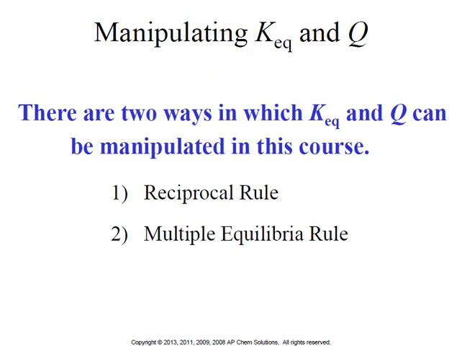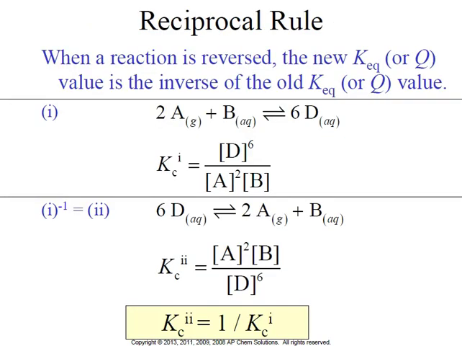Alright, so the first one is the reciprocal rule. What this reciprocal rule says is that if you have a reaction and you reverse it, the new K value is the inverse or the reciprocal of the old K value. And the same thing applies to Q. If you have a Q value and you reverse the reaction, then the new Q value is the inverse of the old one. So you can see that here in this example.